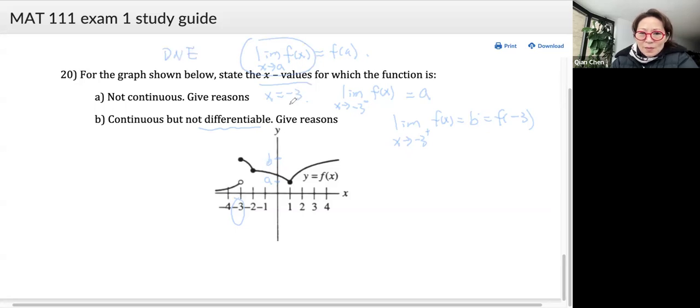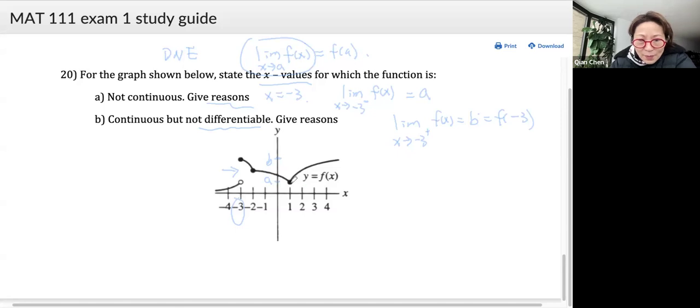If it does not exist, of course, we see pictorially this jump. We see this big jump. From the left-hand side it is here, from the right-hand side it is here. So at the same point, there's a jump. So that's the reason.